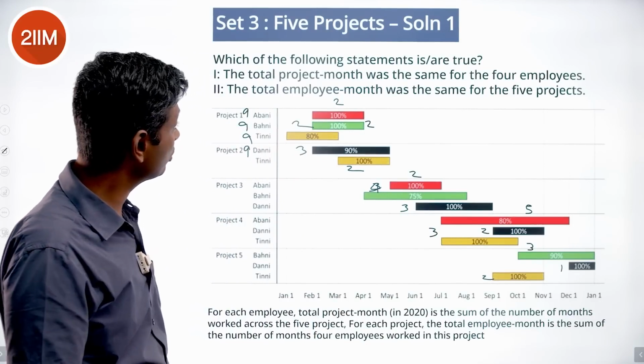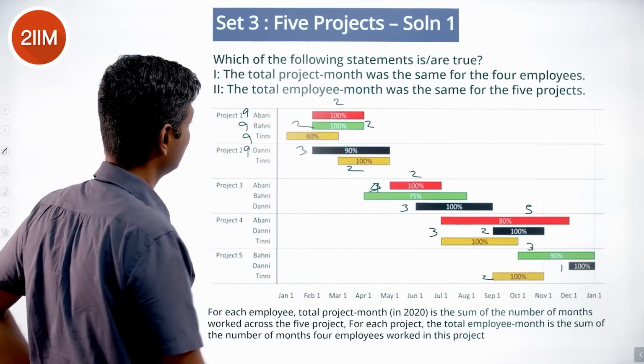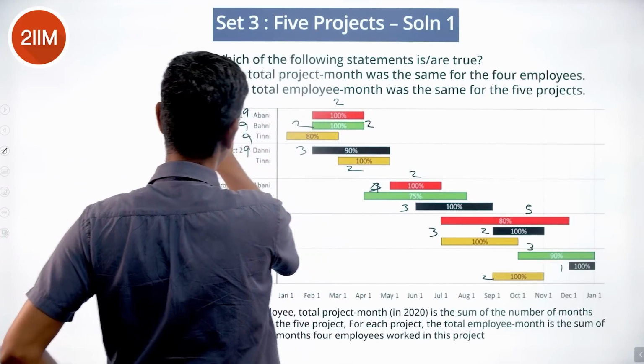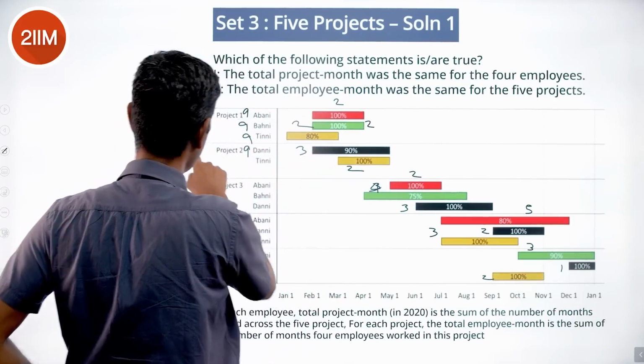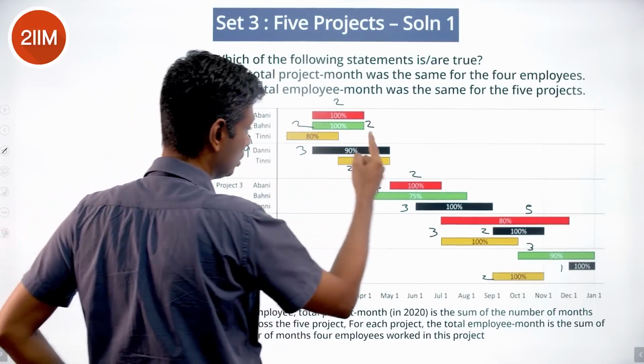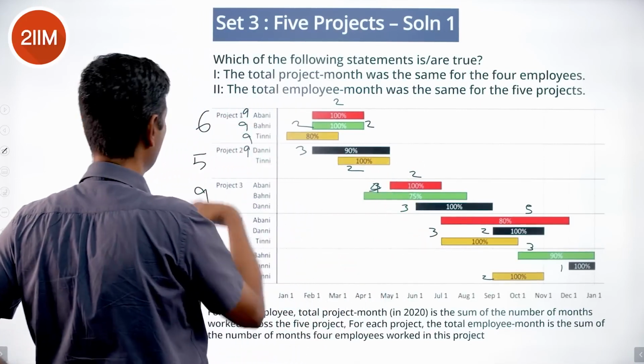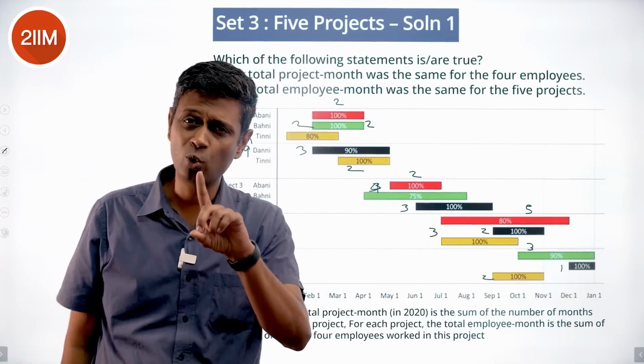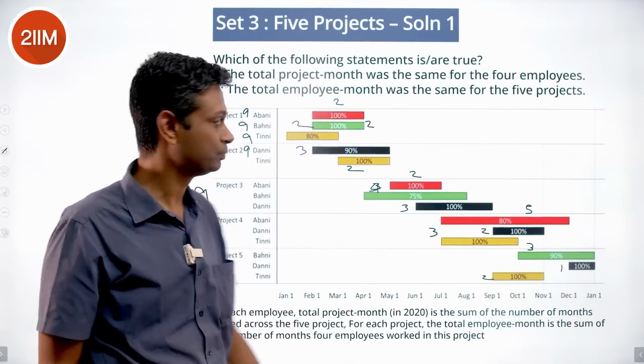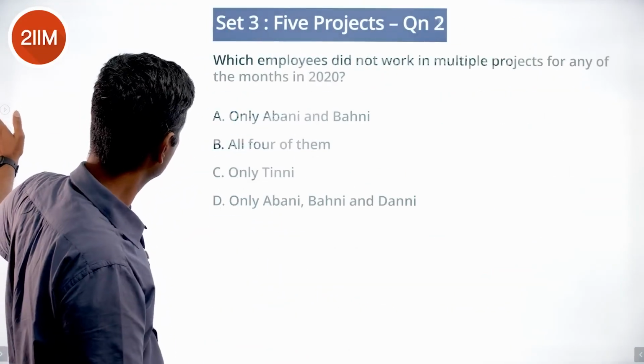The total employee month was the same for the 5 projects. The employee months is 6 for project 1. This is 3 plus 2, only 5 for project 2. 2 plus 4, 6 plus 3, 9 for project 3. Straight away that doesn't work. Statement 1 holds good, 2 doesn't hold good. We are through. Nice, simple.